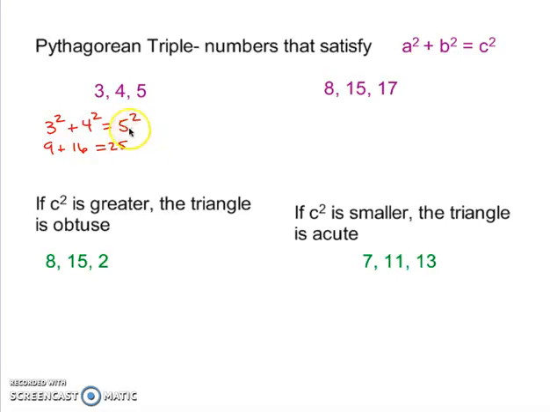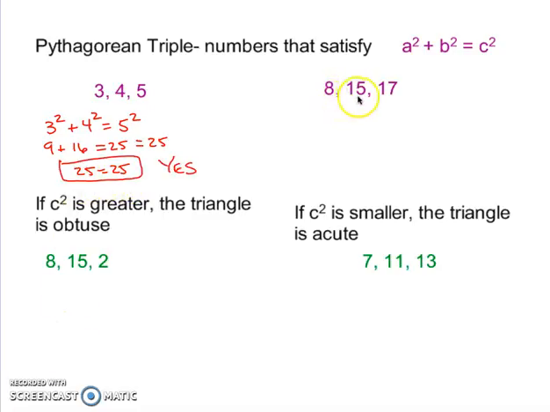And this equals 25. Right here, the 5 squared. So we'd have 25 equals 25. So this right here is my answer, and my answer is yes. This would be a right triangle.